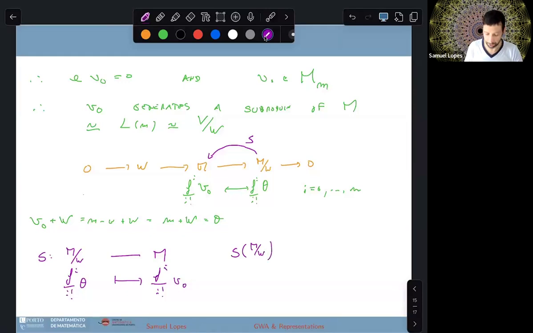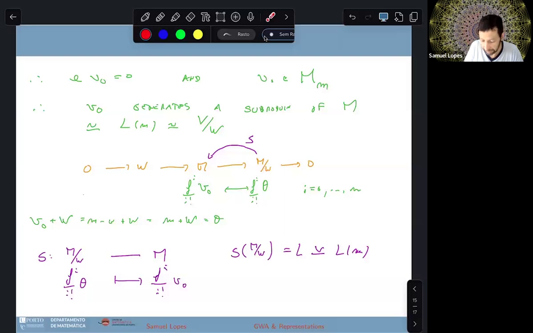By a theorem we proved before, the element v0 here, being a maximal vector of weight m, will generate a submodule isomorphic to L_m. So this map being injective makes it an isomorphism onto L. This map here is called a splitting in the sense that if I start here, I go in this direction and then I go back in this direction, I get the identity.